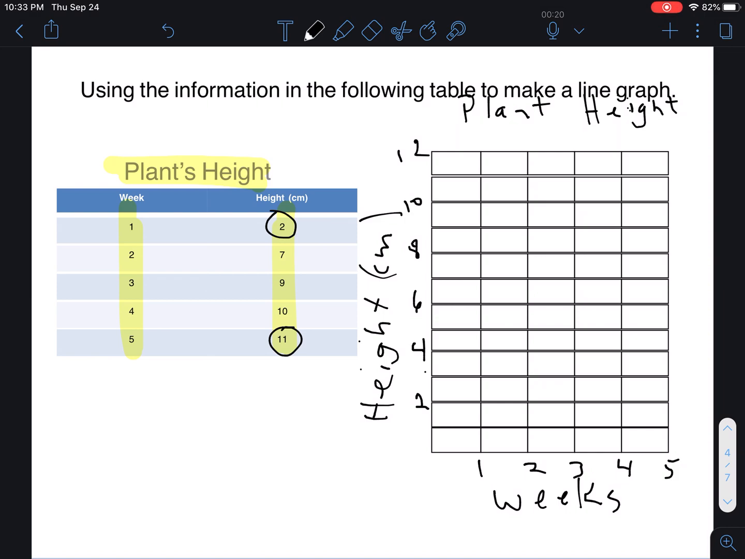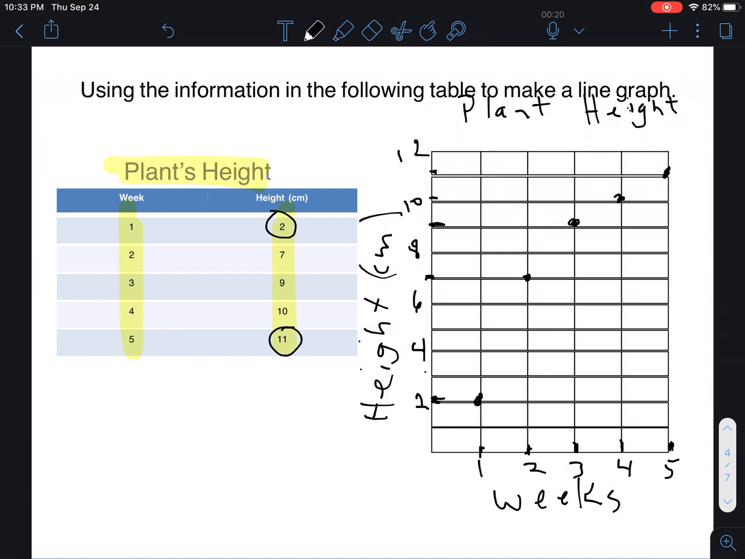So the next thing would be to just plot your points. On week 1, you're coming straight up from here. Week 1, your height is 2 centimeters. Come straight over from here and plot that point. And week 2, you're coming up from right here on the bottom, and you're coming all the way up to 7, right up here, and you're going to plot that point. Week 3 is 9, so you're coming up from week 3 and over from 9 to plot that point. Week 4 would be down here on the bottom, all the way up to 10, and that goes right here. And then week 5 goes up to 11, and that goes right here.